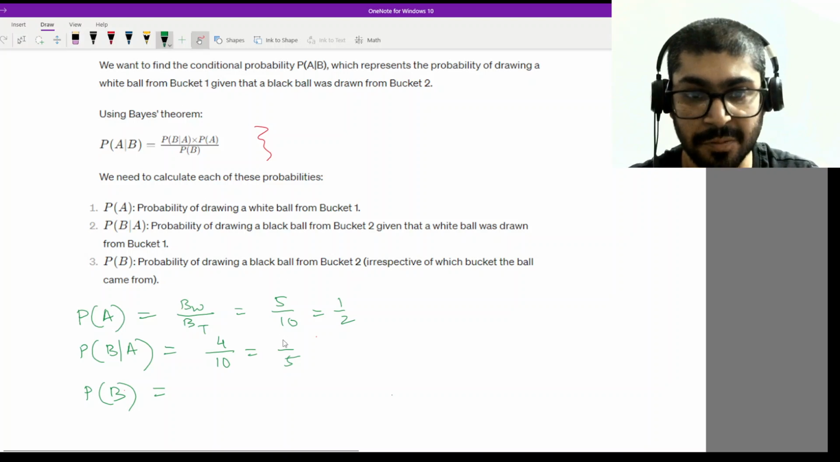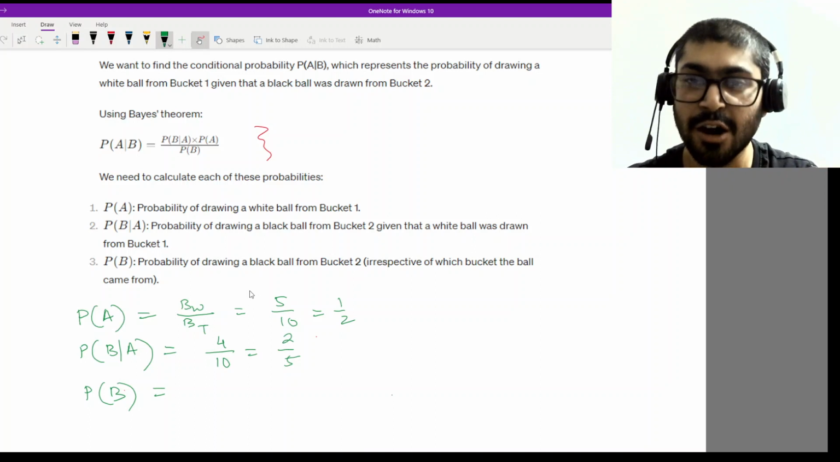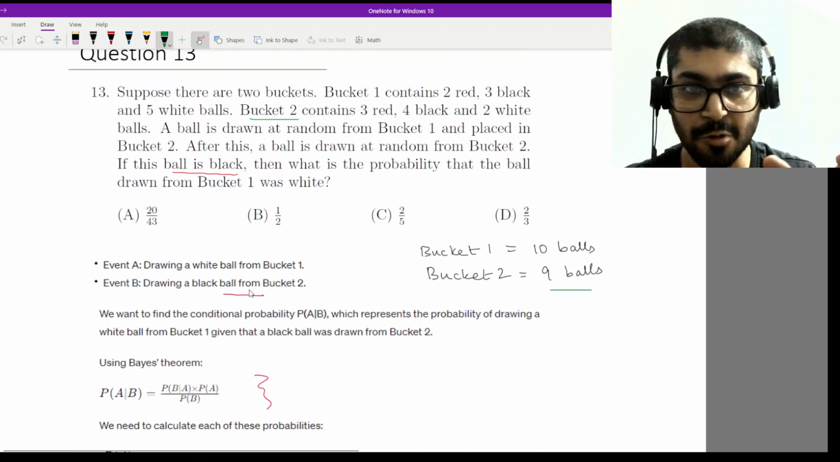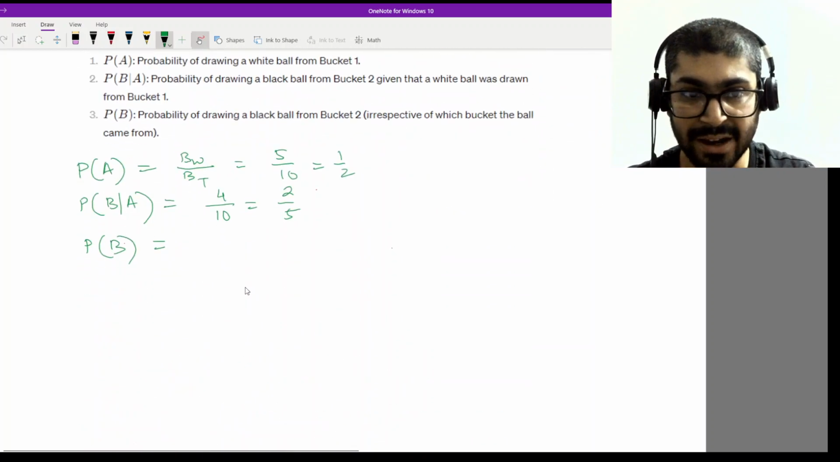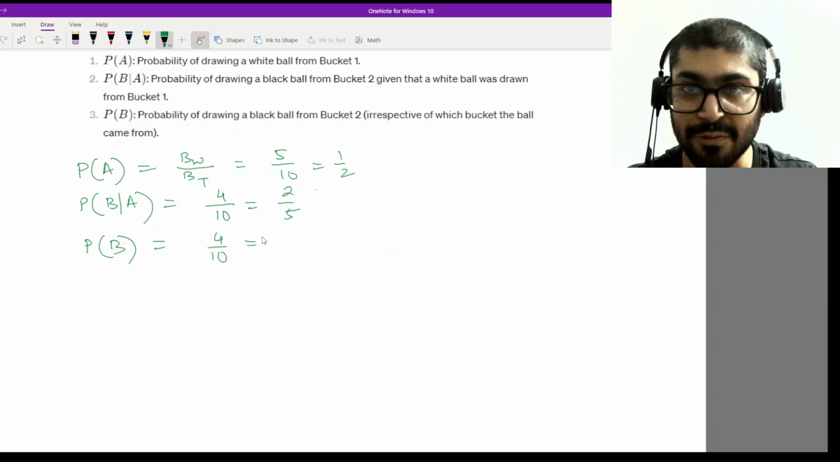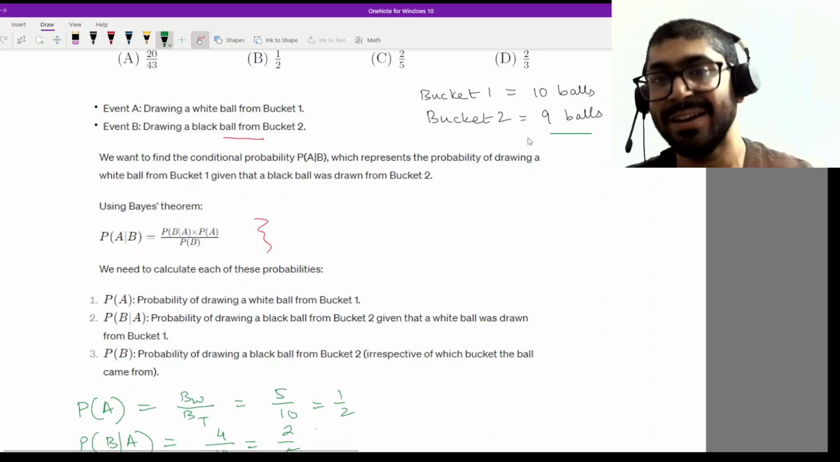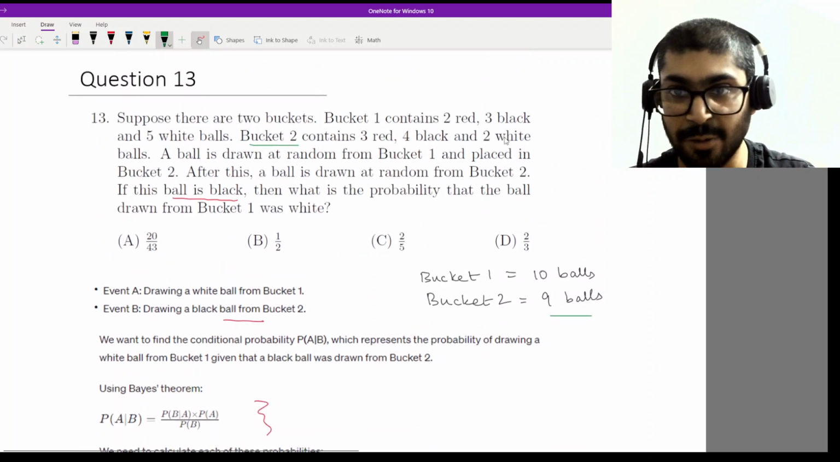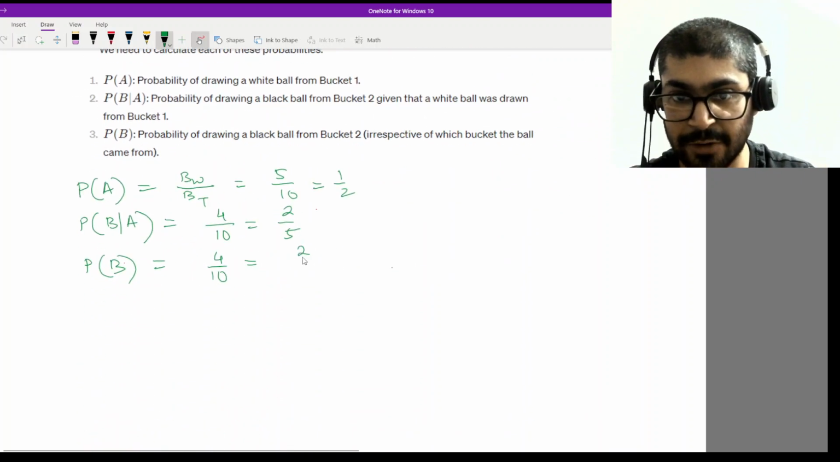Alright, now we have to find the number of black balls in bucket 2 irrespective of which bucket the ball came from. So we don't know where the ball came from, right? Now what will be the probability of drawing a black ball then? It will be still 4 by 10, right? Because even if we do not know which bucket the ball came from, one ball was still added to bucket 2, right? And the total number of balls in bucket 2 will be now 10. And what is the number of black balls there? It will be 4, right? So it will still be 4 by 10, which is equal to 2 by 5.